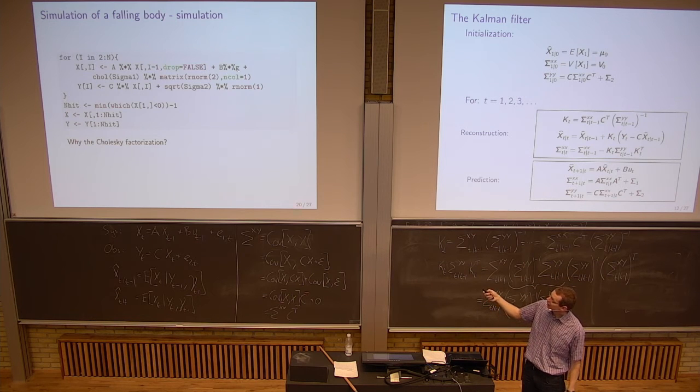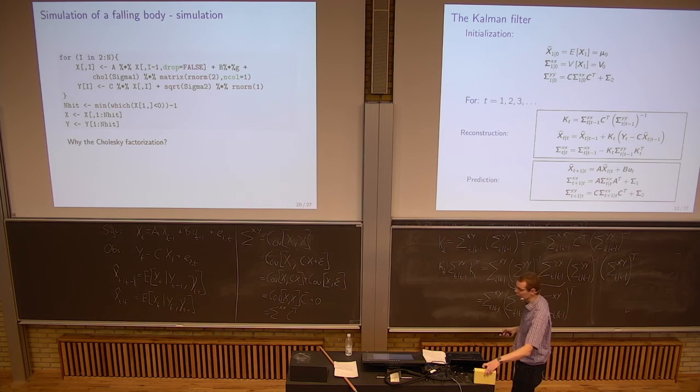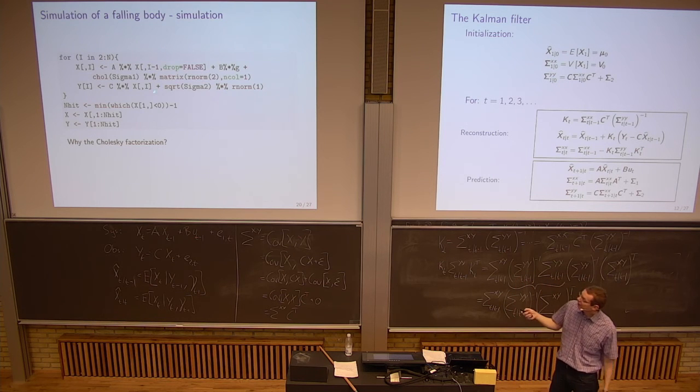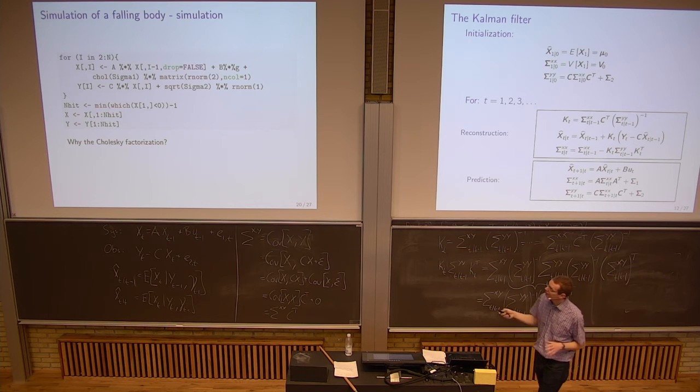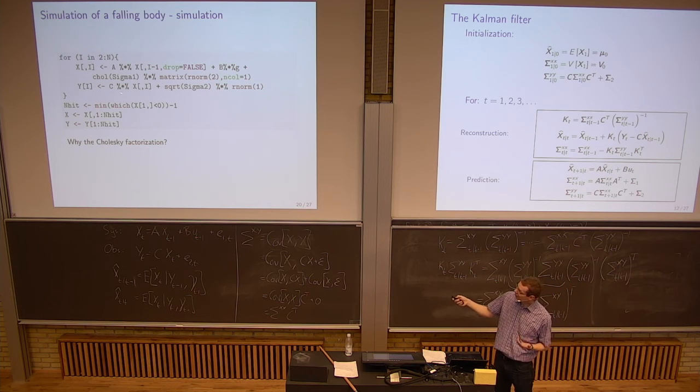times the gravity, plus, and then I do a matrix of column of 2 random normal values, and I multiply that on a sigma matrix. I do the Cholesky factorization, I'll get back to that. And then I make an observation, which is just C times the state I've made, plus some noise.